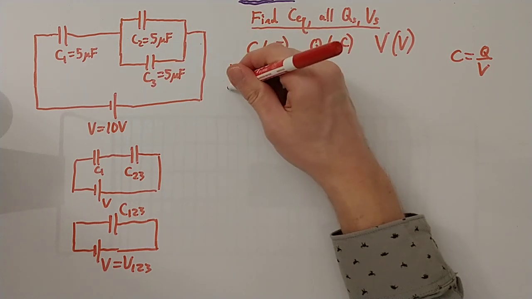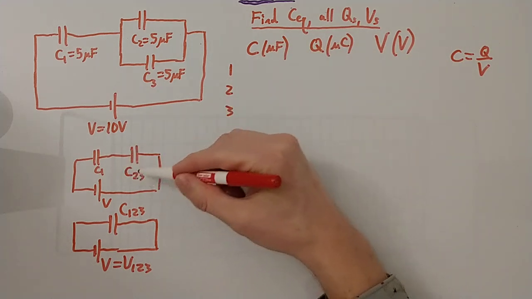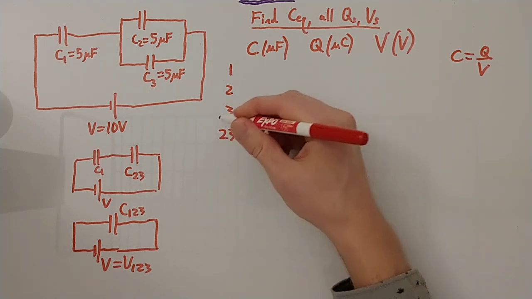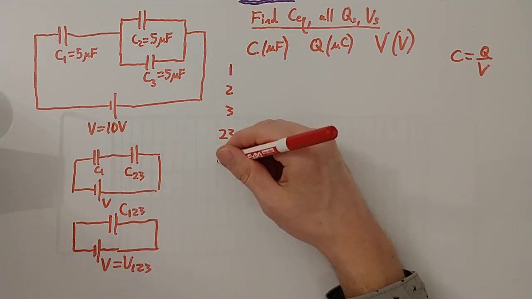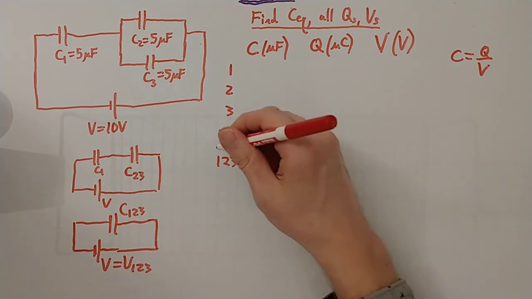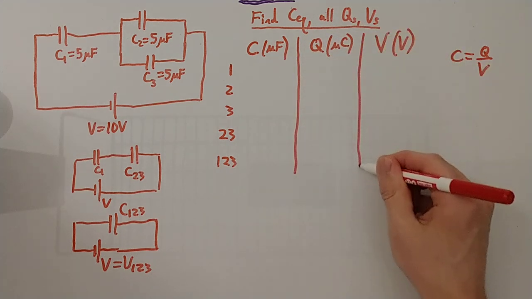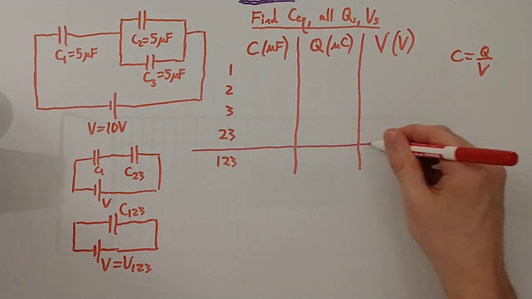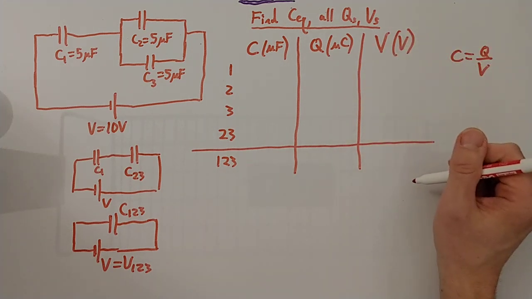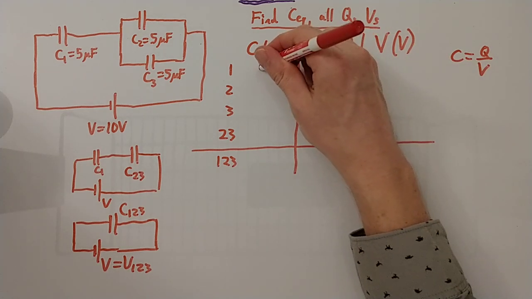Well, I have capacitor 1, capacitor 2, capacitor 3, and then I'll also want to keep track of capacitor 2, 3 in my combined circuit, and the total capacitor 1, 2, 3, right? The total combination there. So let me just make this a clear table. All right, and so the goal here in this problem is to fill in all of the quantities in this table. And we can do that just by putting in our givens.